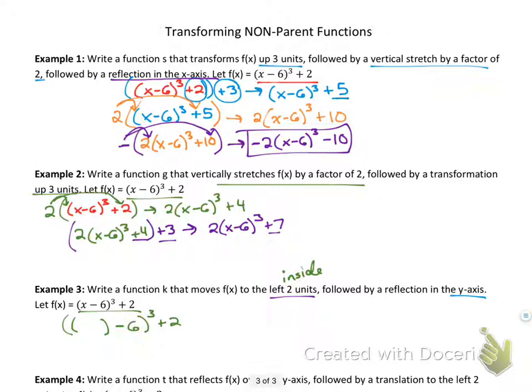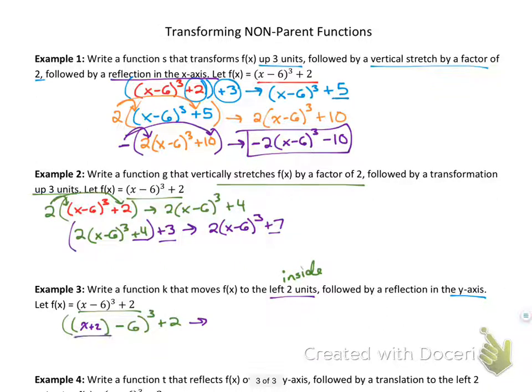Now we have a space to put that left 2 units translation in. Now because it's to the left 2, we need to make sure that you change the sign. It does become positive. So it's going to be x plus 2. All right, now we simplify, because we can.